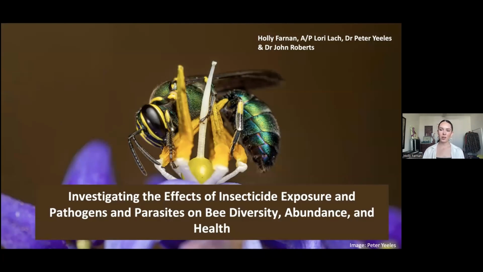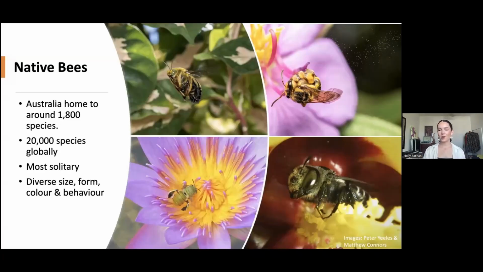So I'll be talking about my PhD research, investigating the effects of insecticide exposure, pathogens and parasites on bee diversity, abundance and health. When you think about bees, probably the honeybee pops to your mind, but in Australia, we actually have over 1,800 species of bees, and in the world, we have over 20,000 species. And most of these are actually solitary, which means they don't live in a colony.